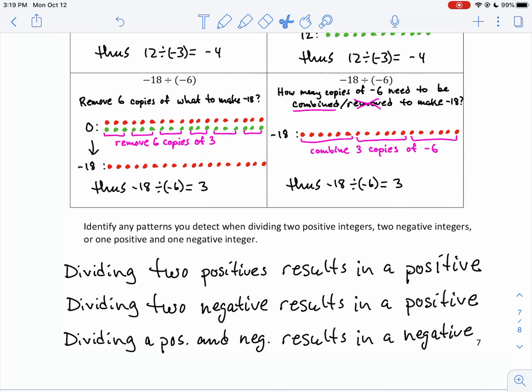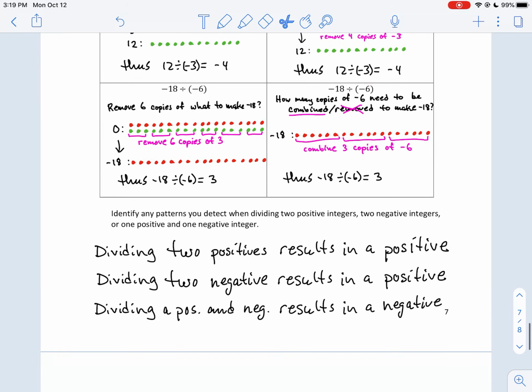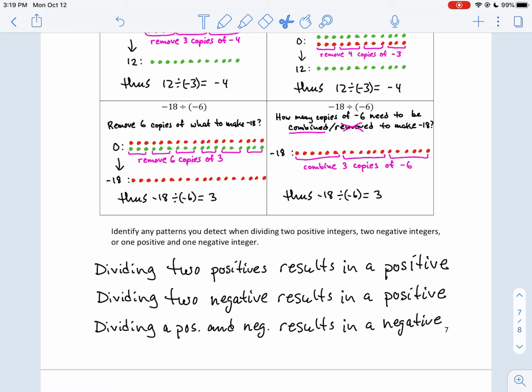So the rules for multiplication and division are similar as far as what sign to expect, depending on what signs you're operating with. If you divide 2 positives, you get a positive. If you divide 2 negatives, you also get a positive. But if you divide a positive and a negative, in either order, divisor and dividend, it doesn't matter which one is which, you get a negative quotient. Okay, and that's it for this homework assignment.